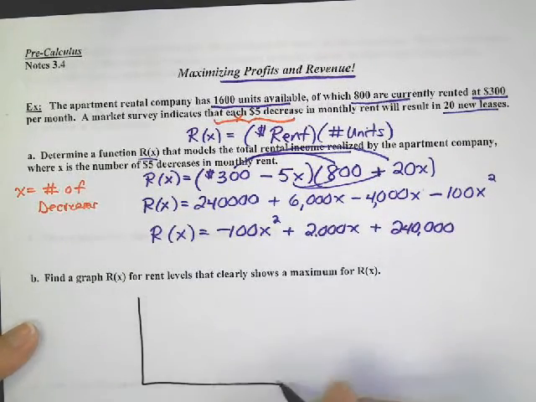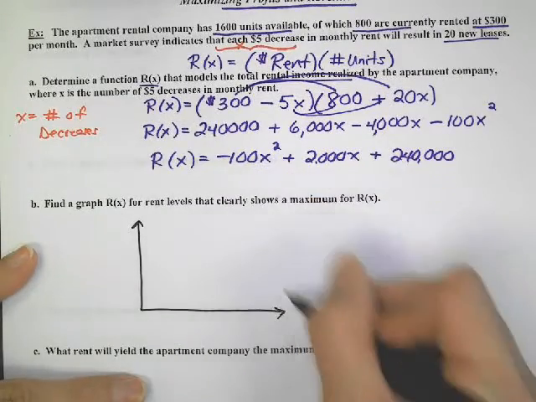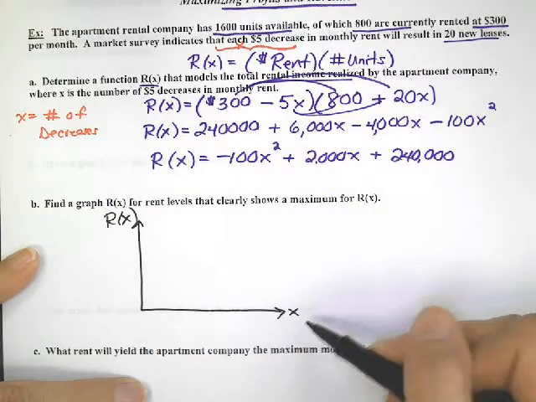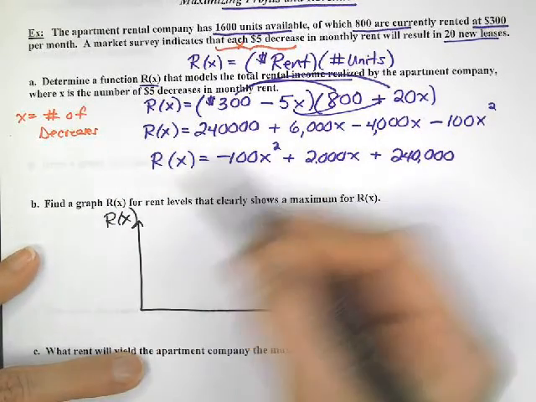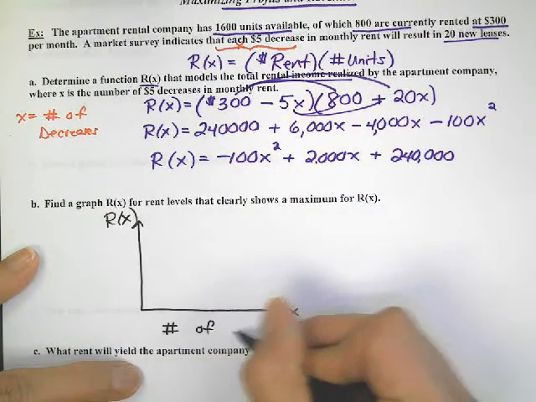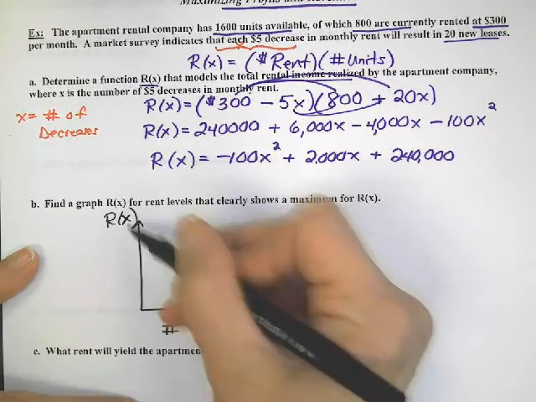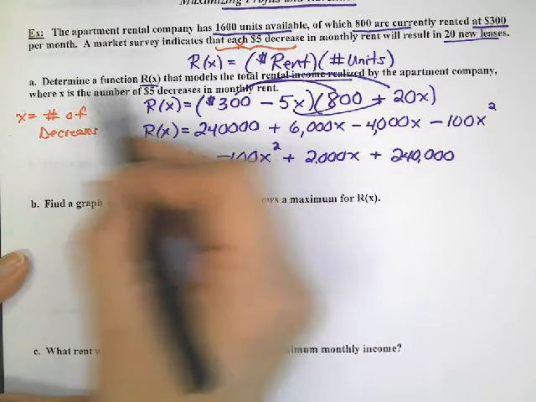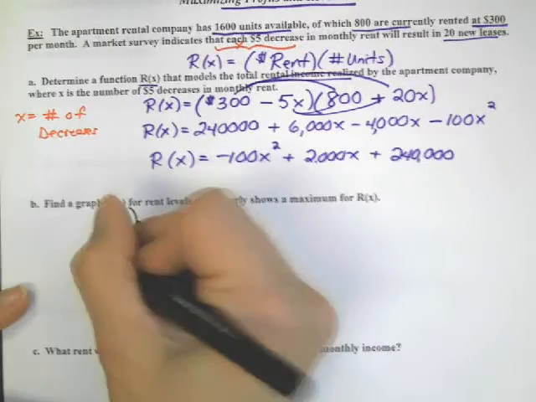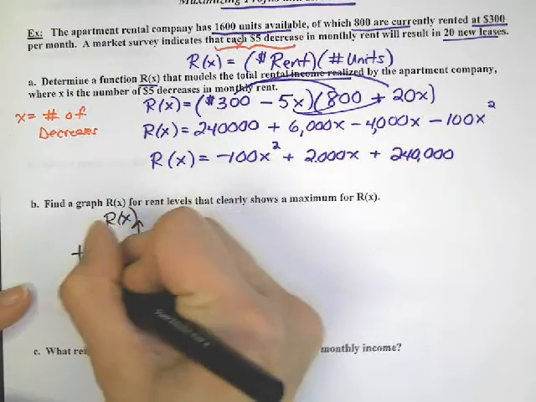R of X. So the axes, look at your equation here. The variables are X and R of X. What does X stand for? You should have realized what X stood for way in the beginning when you started making your equation. And so that's the number of decreases. How about R of X? That usually is in the first question. It said make an equation that models total rental income. Then that's what I'll call it. Total rental income.